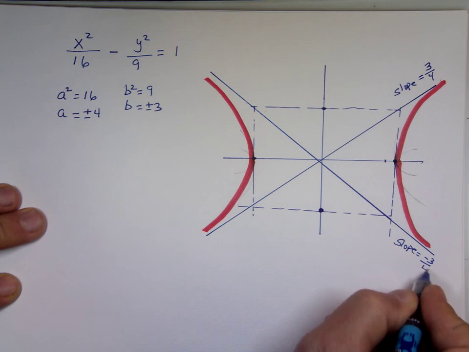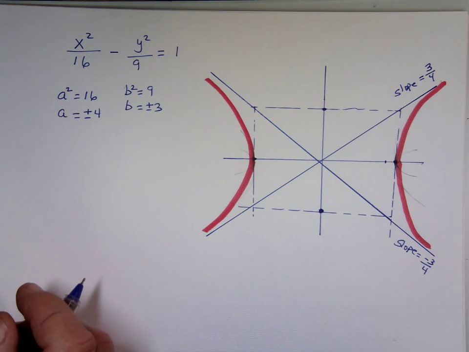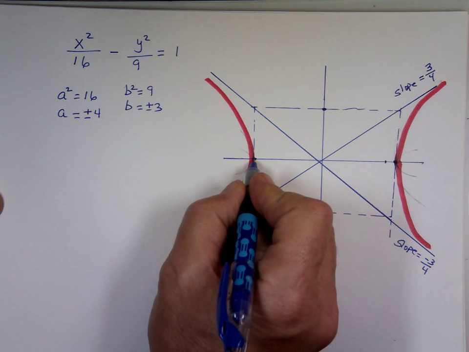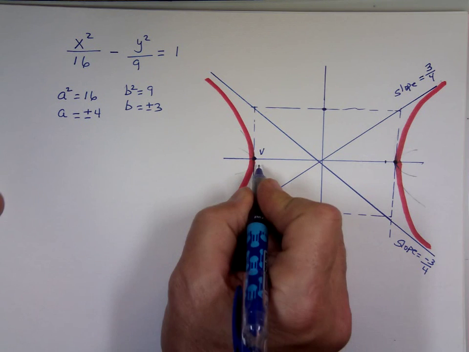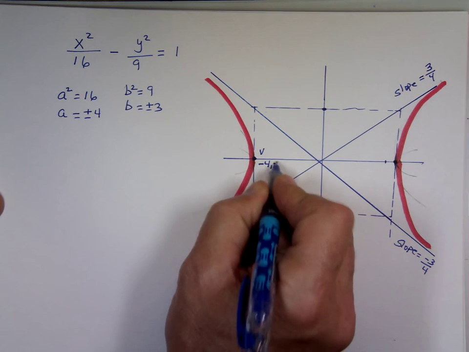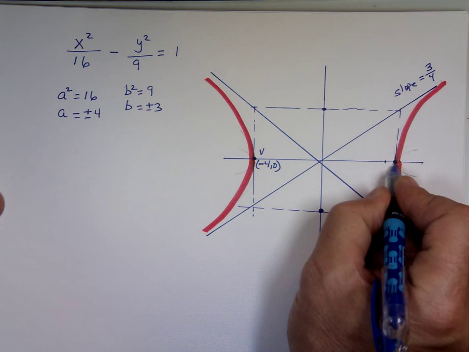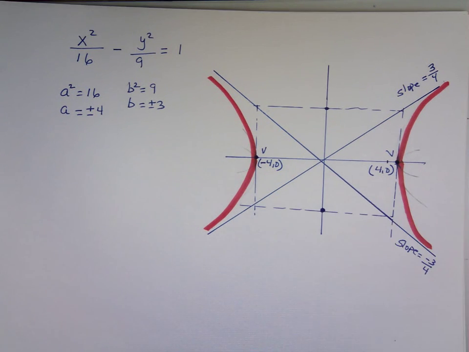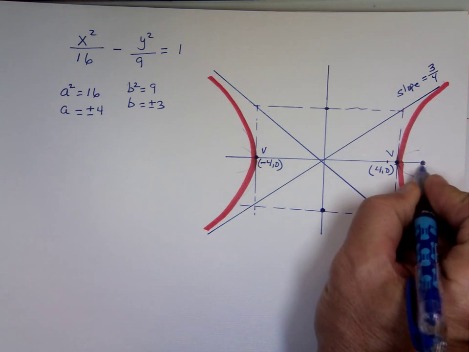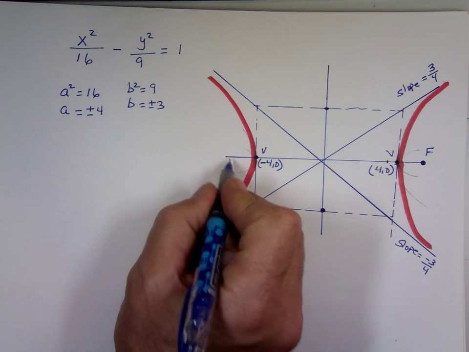But the slope of this line is negative, because it's coming down. This is my vertex here. And the coordinate for that, remember A is 4, so that's negative 4 comma 0. And the coordinate for this vertex is 4 comma 0. Where's my focal point? My focal point is going to be here. And there is one here.